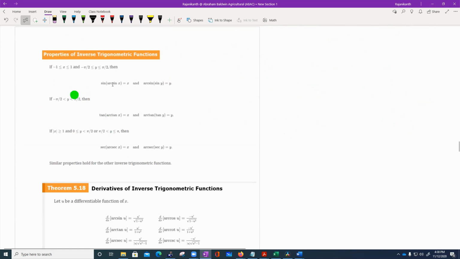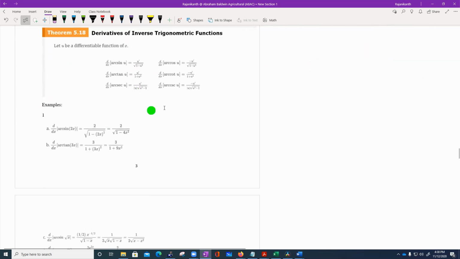So these are some properties you could read. Our key point is now finding the derivatives of inverse functions. So you have to memorize these formulas. Suppose u is a function of x. The formula says that the derivative of arcsine u is simply 1 over square root of 1 minus u squared, times u prime. The cosine is the same thing, but with a negative sign.